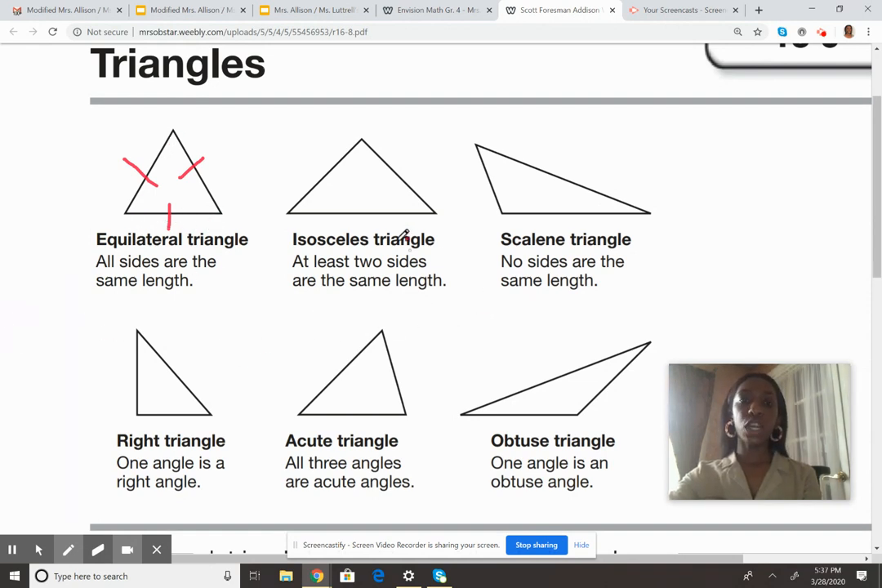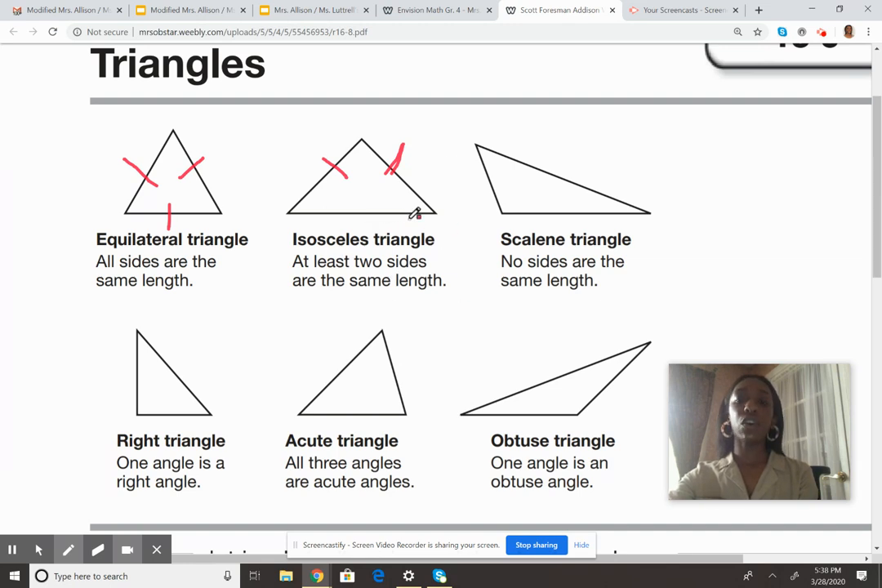Now let's move on to an isosceles triangle. At least two sides are the same length. So I see that this side and this side are the same length. However, this bottom side looks a little longer than the other two sides. So we wouldn't indicate that that's the same length. We wouldn't put that dash. And again, an isosceles triangle, at least two sides are the same length.